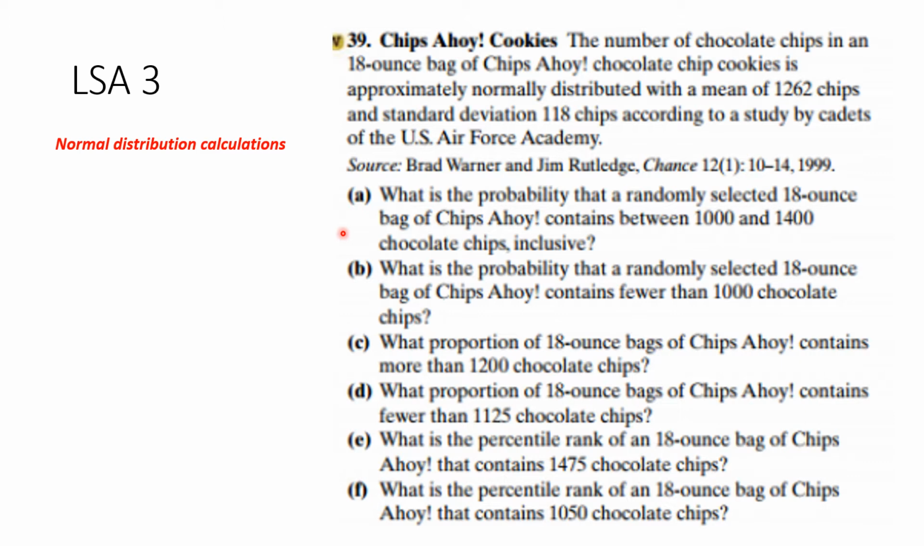What's the probability that a randomly selected 18-ounce bag of Chips Ahoy contains between 1,000 and 1,400 chocolate chips inclusive? What's the probability that a randomly selected 18-ounce bag contains fewer than 1,000 chocolate chips? What proportion of 18-ounce bags contains more than 1,200 chocolate chips? What proportion contains fewer than 1125 chocolate chips? What is the percentile rank of an 18-ounce bag that contains 1475 chocolate chips? And finally, what is the percentile rank of an 18-ounce bag that contains 1050 chocolate chips?